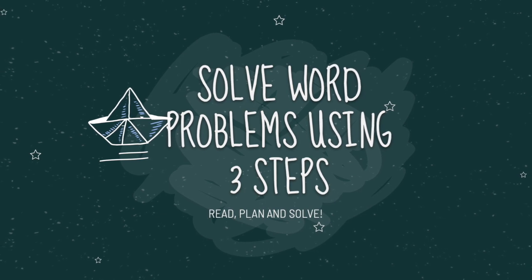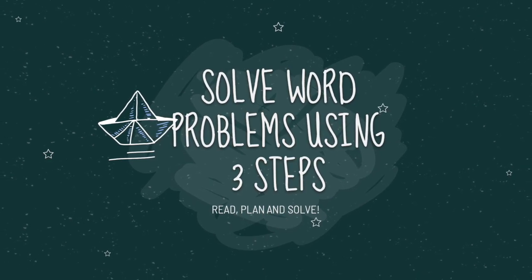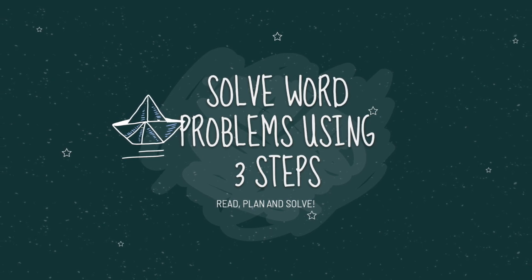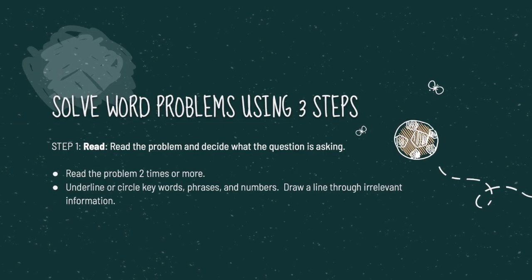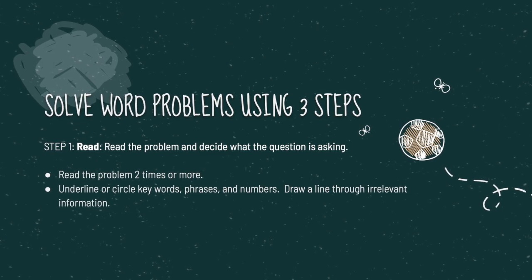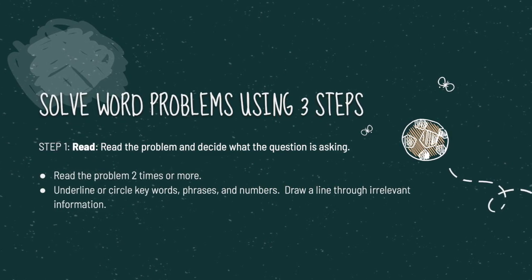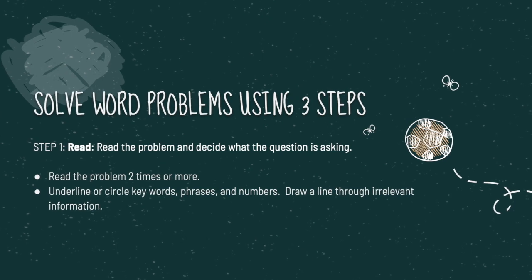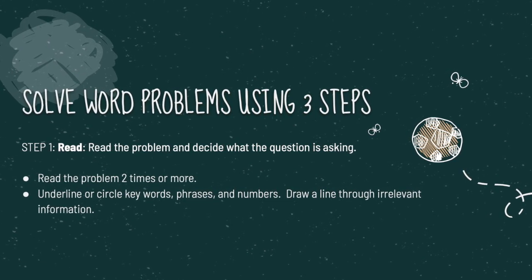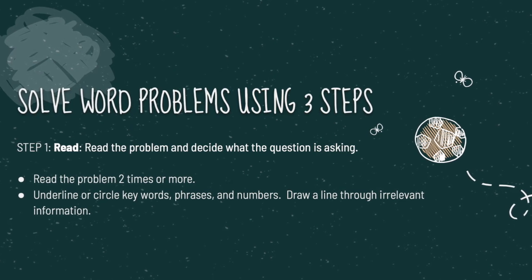Today we will solve word problems using 3 steps. Read, plan, solve. Step 1. Read. This is the time for you to read the word problem. You may read it multiple times. Circle, underline, identify key words that help you understand the problem.